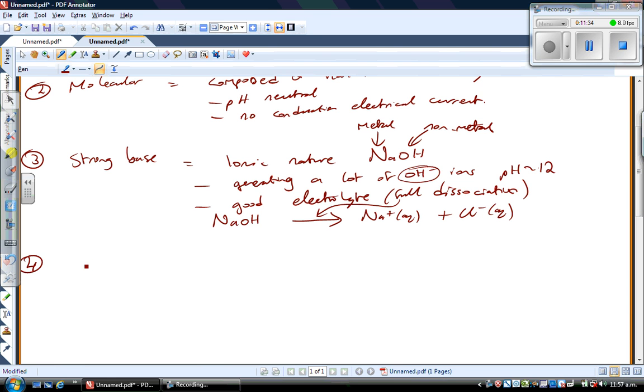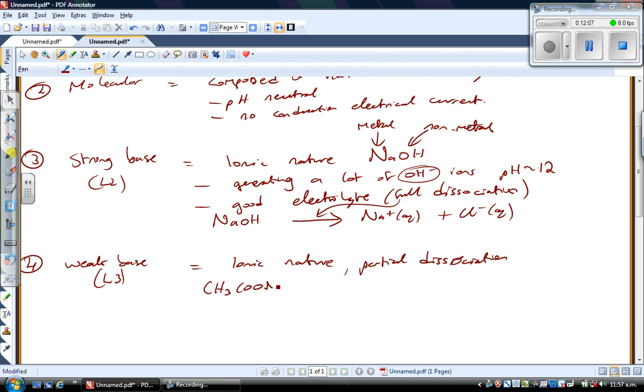That's a strong base. Converse to that, you can talk about a weak base, which is really a level 3 concept. So strong base is more of a level 2 concept. Level 3 concept, weak base. Again, ionic in nature, sometimes. Partial dissociation, which is a big difference, which simply means only some of it will break up when it meets water. And a good example of that would be sodium ethanoate.